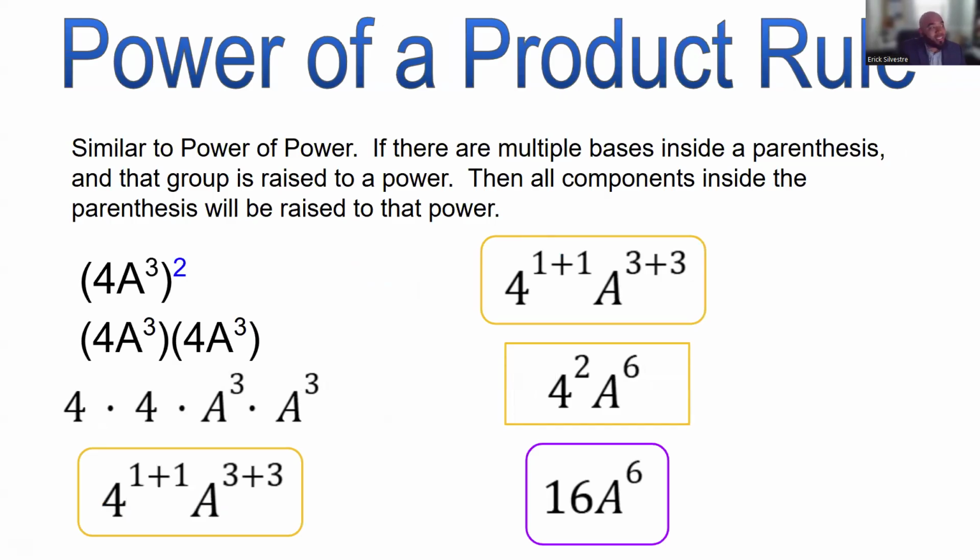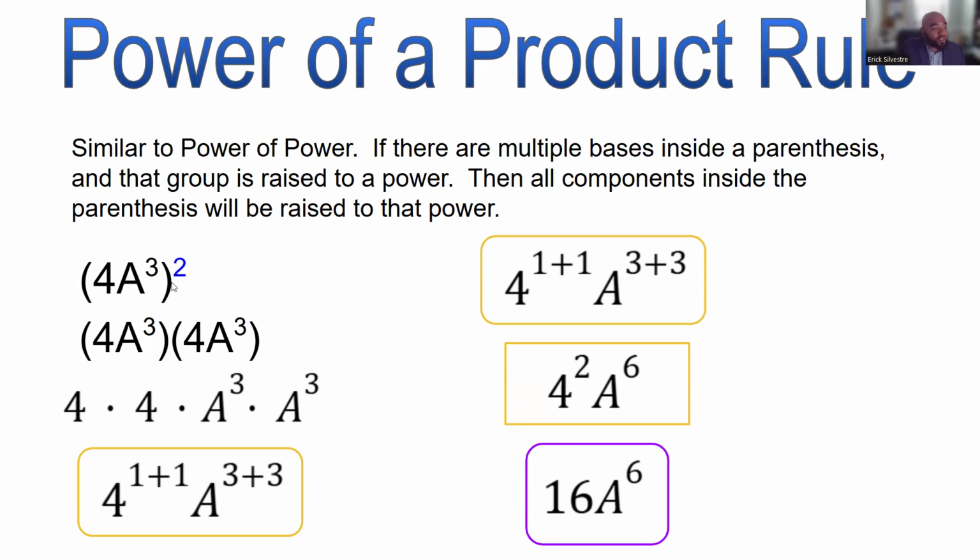The next rule is the power of a product rule. That means that inside of the parentheses, instead of having just one value, you have a product. You have an operation. It could be between two numbers. It could be between a number and a variable. So if you take a look at this example, I have 4 multiplied by a to the third power. My coefficient right here is 4. My variable is the letter a, and it's raised to the third power. All of this is within parentheses, and that has to be raised to the second power.